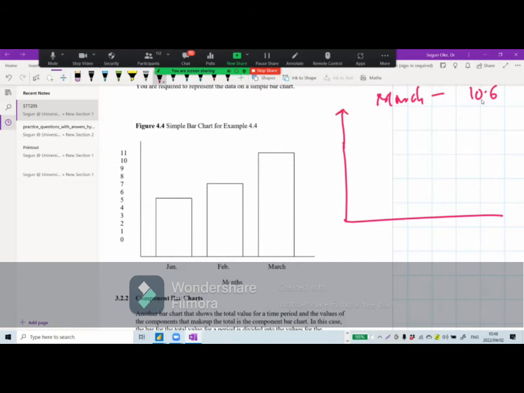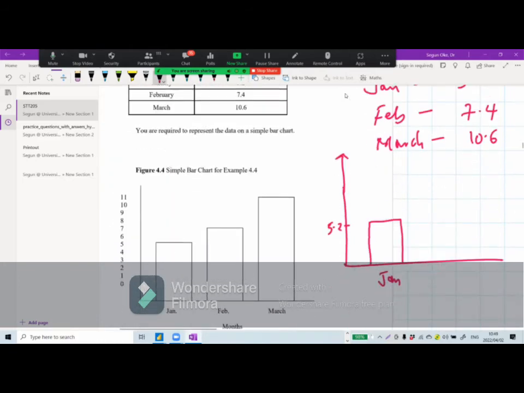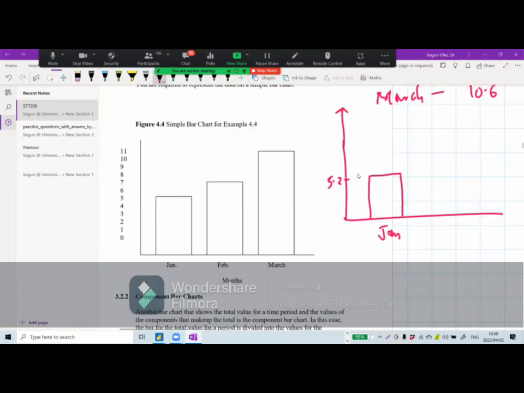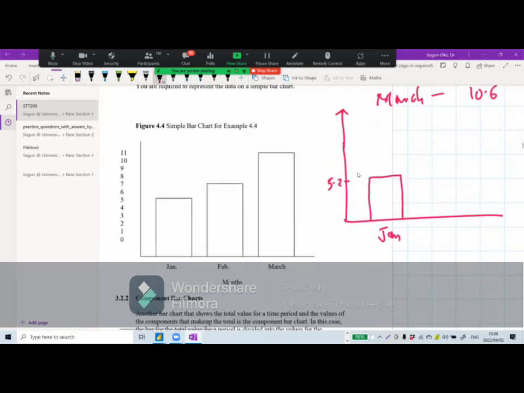I have it to be 5. My 5.2 is here. All I need to do is just to take it to 5.2 and bring it down. I call it January. Then the next month is February, 7.4. I have 7.4 also here. You don't need to move it from origin to the other side. No, it doesn't start like that. So I will take it from February to 7.4 and let it come down. February.